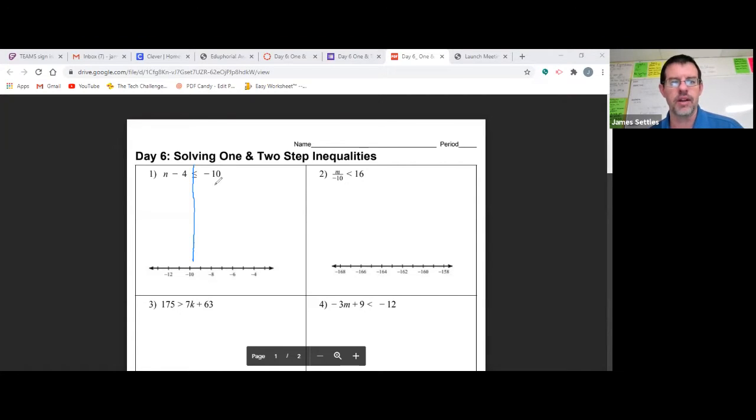So you will write down this, and then we're going to circle our n. And just like we would in an equation, our goal is to get n by itself. So we got to get rid of the minus 4. So we're going to add 4 to both sides. So plus 4 and plus 4. So that will cancel. And we have n is less than or equal to, and then that would be negative 10 plus 4 would be negative 6.